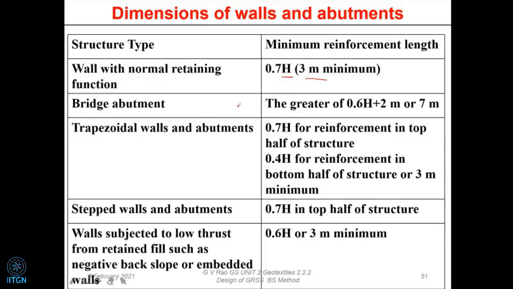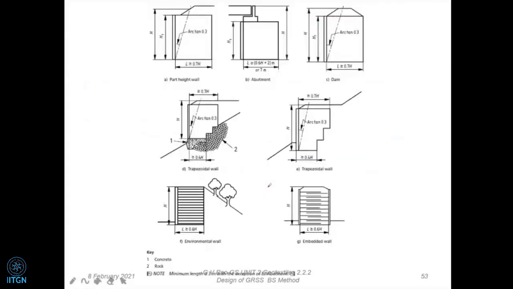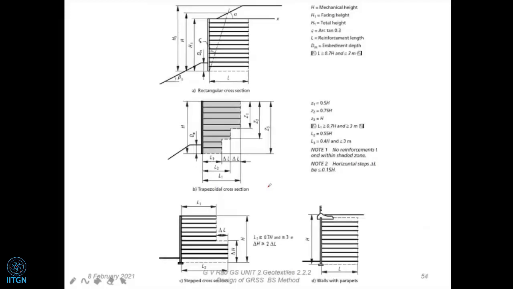And then if it is a bridge abutment, it's going to be 0.6 H plus 0.2 meters or 7 meters, whichever is greater. And for other walls, we have got other kinds of values. This is the starting point, the initial sizing. This table gives you more detail, otherwise nothing specific. And for all these cases, for trapezoidal walls and other kinds of things, we are going to think of how to get the initial H. And unless you get H, we can't get the trial length, 0.7 H or whatever it is. So all of them we have discussed last time.